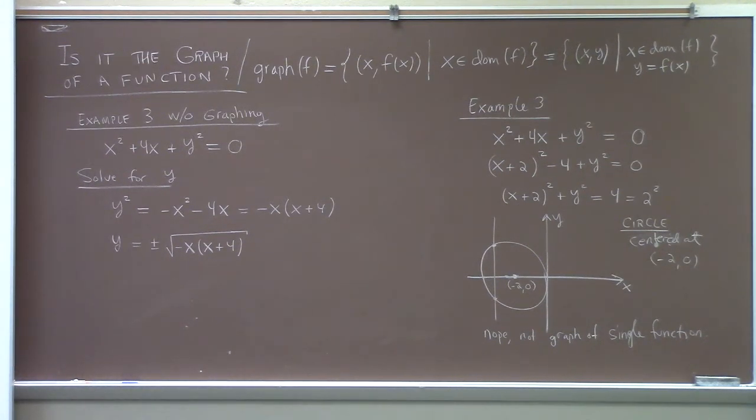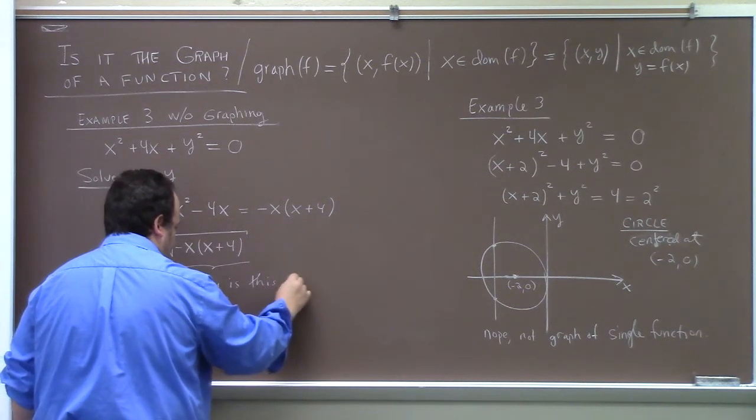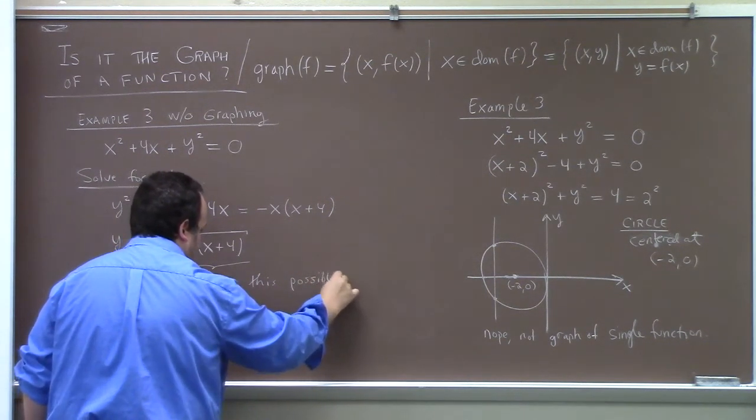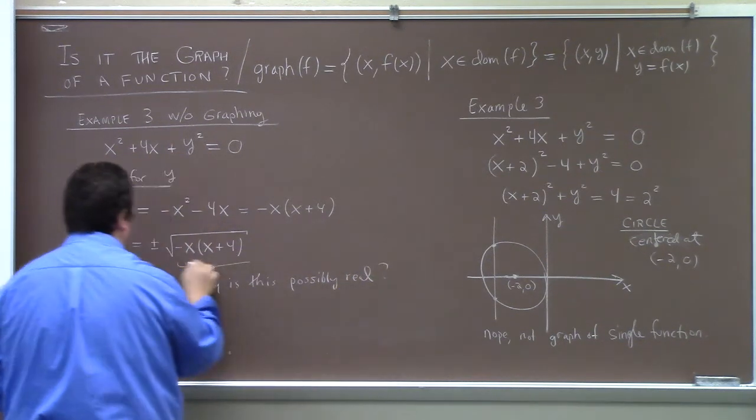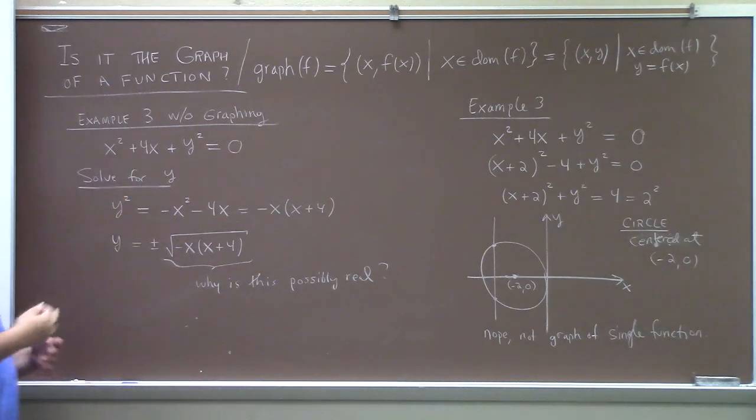Now you might worry, oh, but that doesn't even make sense because you've got the square root of something negative. Why is that a wrong idea? Why is this not necessarily the square root of a negative number? Why is this possibly real? A lot of times I have students tell me, oh, it's got a minus, it's negative. Why is this thinking wrong? Right. So your point was that the x times x plus 4 itself could be negative.